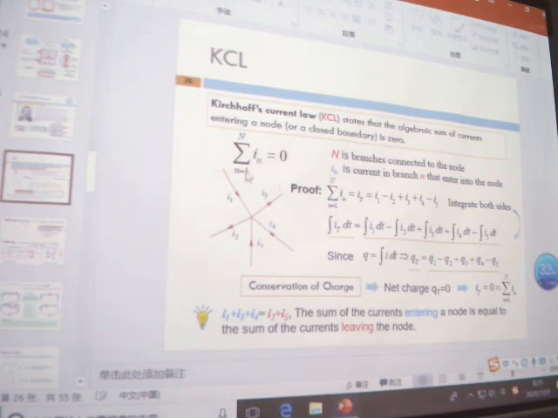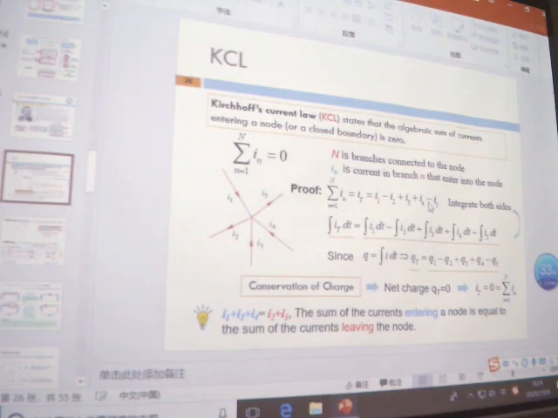So here, for the left side, we can see this is the sign, right? So we can simply add all of them. Let's look at this figure. You can see the I1 is entering the node, so it is positive, right? And I2 going out, minus. I3 going inside, positive. I4 going inside, positive as well. And I5 going out, minus.